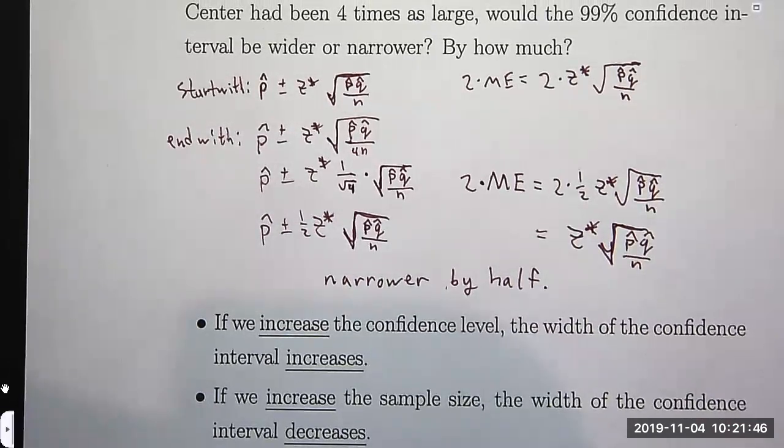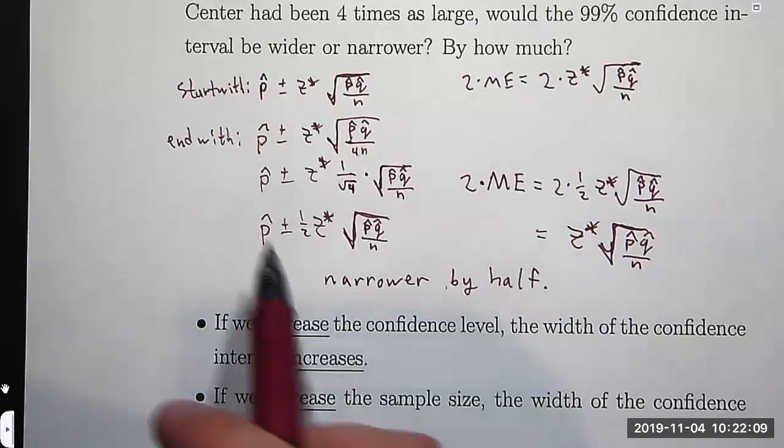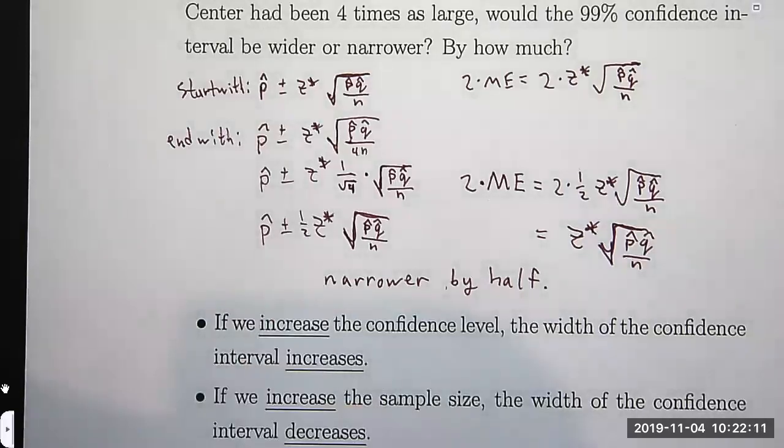All right, so if we increase the confidence level, the width of the confidence interval increases. And then the other thing is if we increase the sample size, as we saw here, the width decreases. And you can tell that by the formula, by how big your margin of error is.